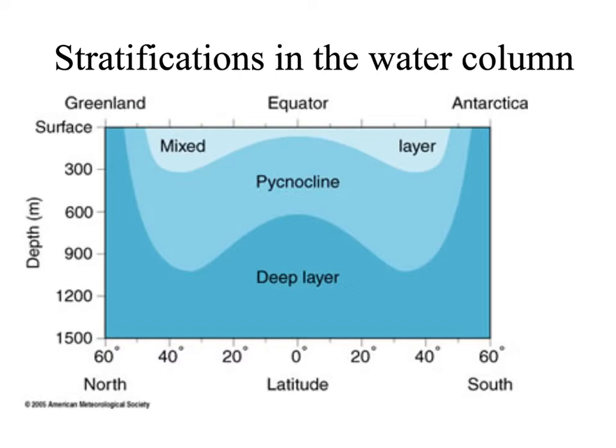We also can see that the pycnocline descends much further down into the water column at these same latitudes. It's also much shallower here at the equator. So the deep layer, which is stable and stratified, begins at a shallower depth here near the equator than it does in the more temperate areas. And the other thing to note is that this will vary seasonally, that this doesn't stay stable throughout the year.